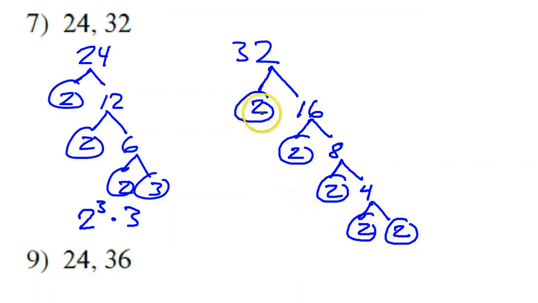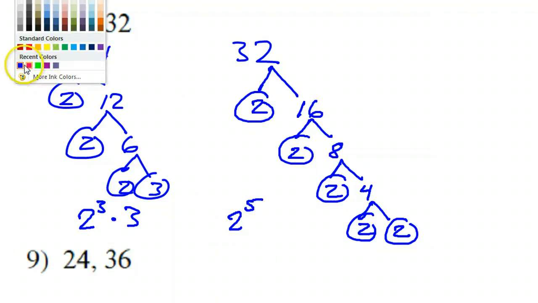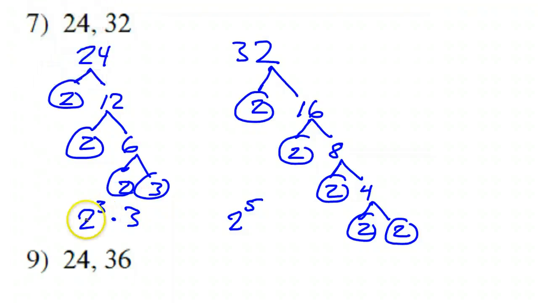Okay, so 1, 2, 3, 4, 5. So that's just plain 2 to the 5th power. So this is my prime factorization. If I want to make these the same, well, this is 2 to the 5th power, this is 2 to the 3rd power. If I want these to be the same, I'm going to have to make this be the 5th power. Okay, and now I have them both as 2 to the 5th power.